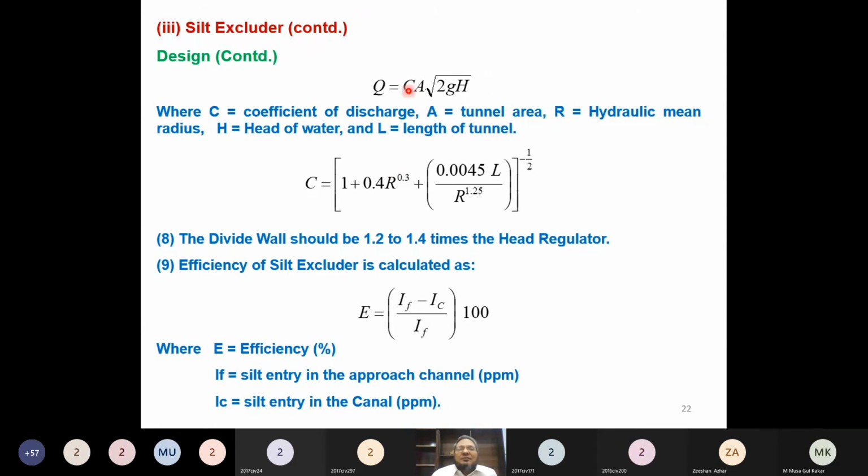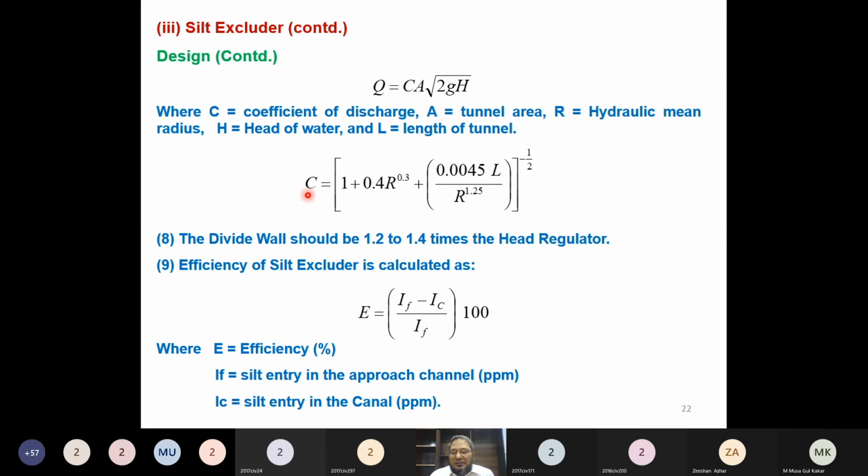What is C? C is the coefficient of discharge, which you have to determine by this equation. This C depends on the length of the tunnel and the hydraulic radius. So this is how you can compute C.